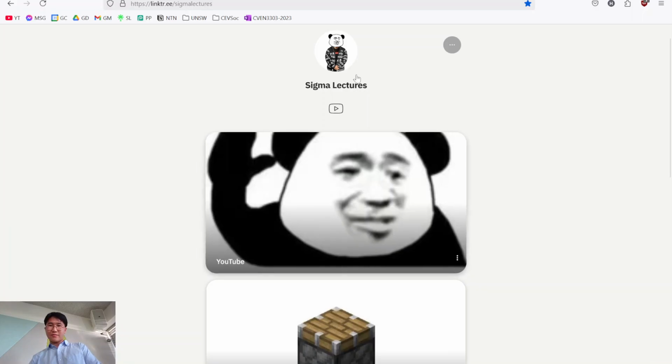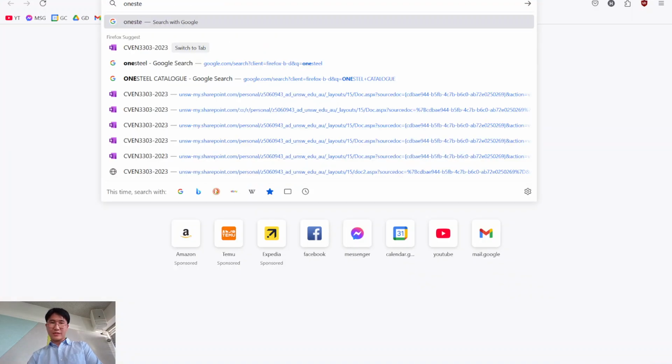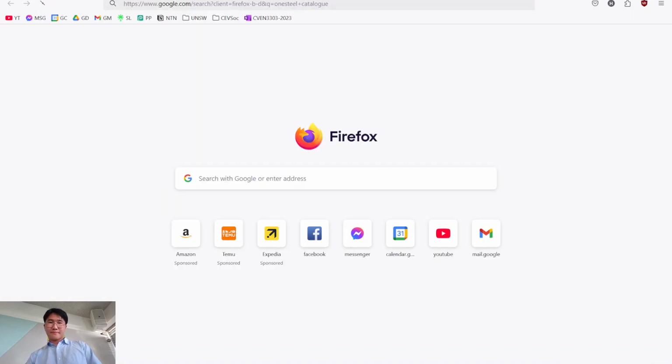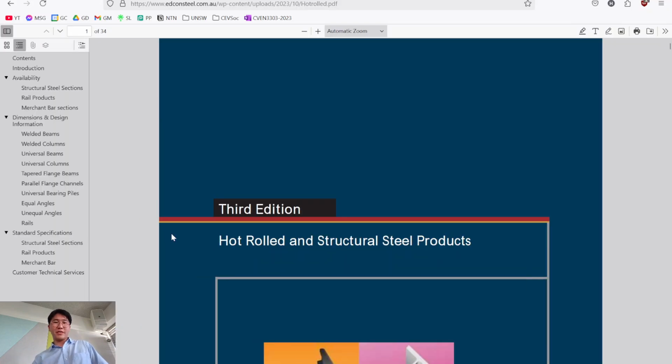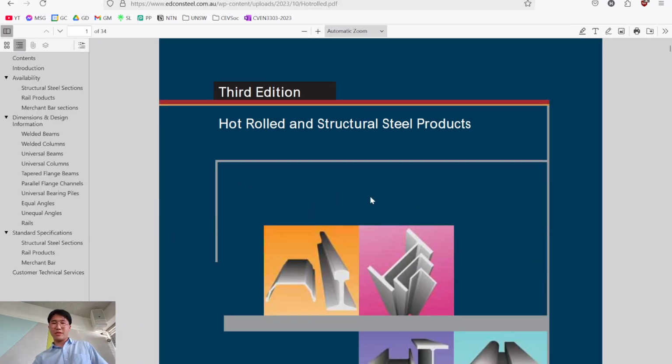You can just access these by going to Google and typing OneSteel Catalog. It's the top link here: the 3rd edition, hot rolled steel products.